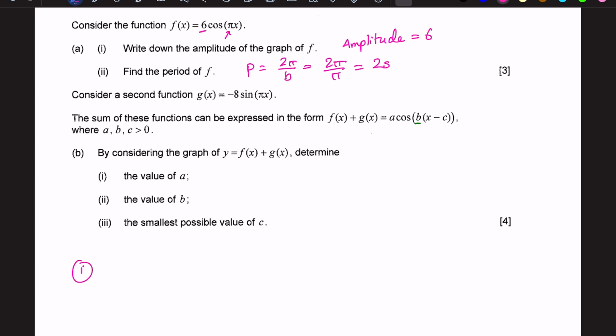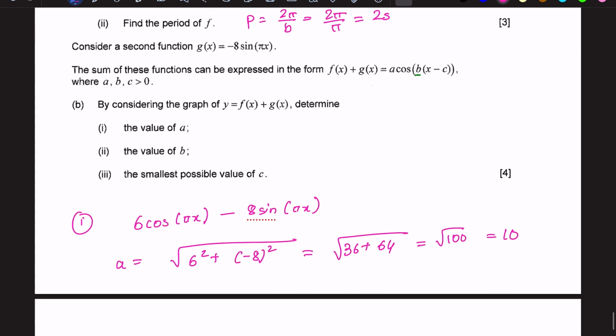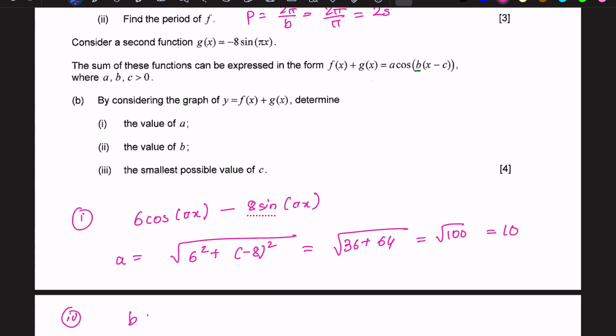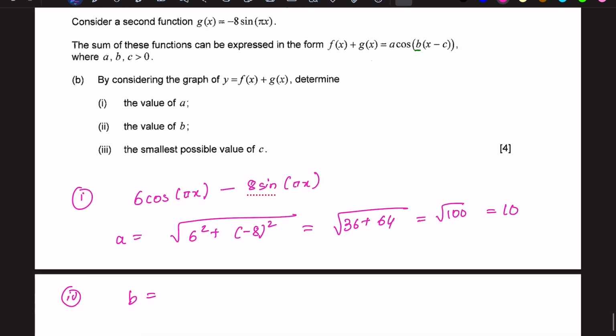So here if we are doing 6 cos pi x minus 8 sin pi x, your amplitude would be 6 squared plus minus 8 squared, which is root 36 plus 64, which gives you root 100, which is basically 10, right? Now second, the period, b. So here for both f(x) and g(x), pi is multiplied to x, so b will also remain as pi.